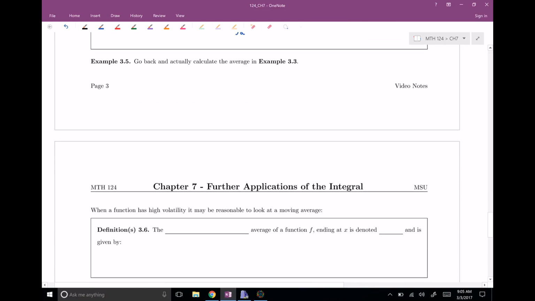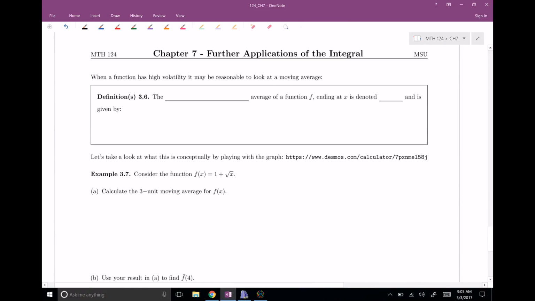Alright, so the next topic, the final topic, is this thing called a moving average, right? It was in our title. So when a function, the claim is, has a high volatility, right? So it's moving back and forth a lot. You can kind of think like stock prices or something like this. They move up and down a lot, or really a lot of real-world examples do. It may be reasonable to look at actually a moving average.